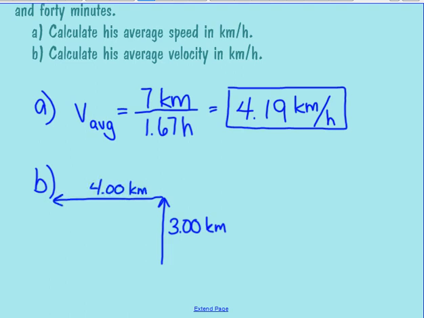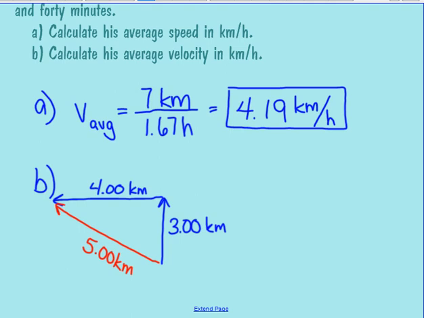Your picture doesn't have to be perfect, but it helps if you have that 4 kilometer vector being a bit longer than the 3 kilometer vector. So then my resultant starts out at this tail that's all by itself and goes to this tip that's all by itself. Now the really nice thing is that this is a common triangle, 3, 4, 5. We're used to that number. So I can tell that his displacement is 5 kilometers. That's the magnitude at least.